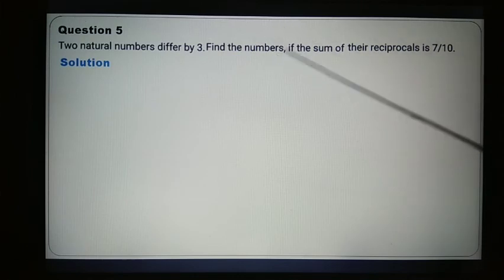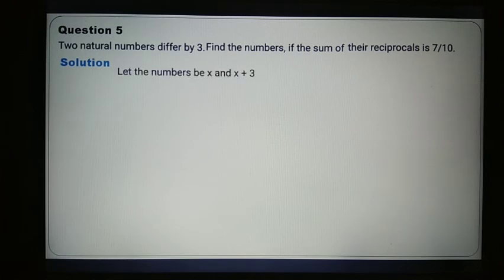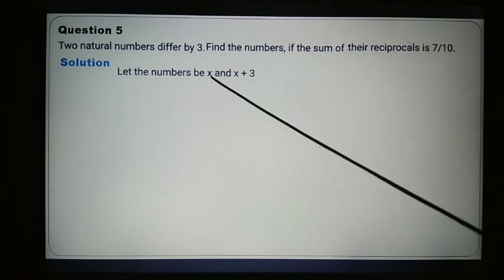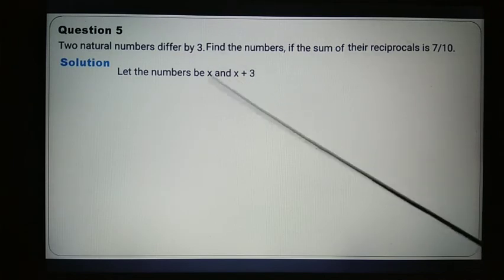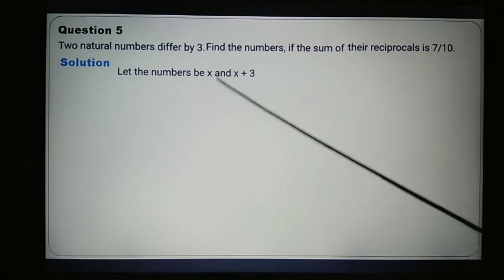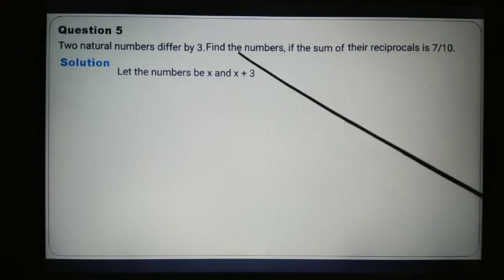You have to find the numbers if the sum of their reciprocals is going to be 7 by 10. Is the question clear to you? Okay, so we have 2 numbers to be x and x plus 3. Now the reciprocal of x is, see, this x can be written as x by 1. So that's why the reciprocal of x by 1 will be 1 by x.